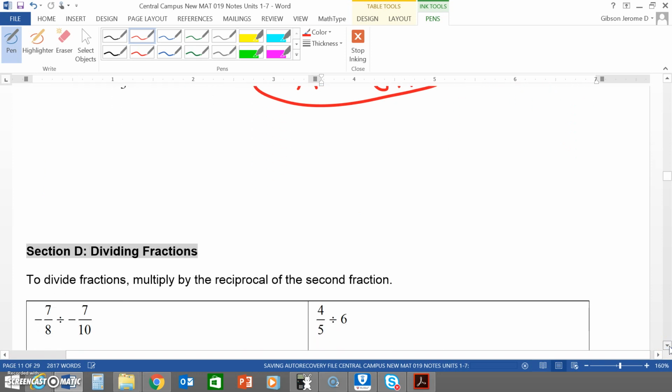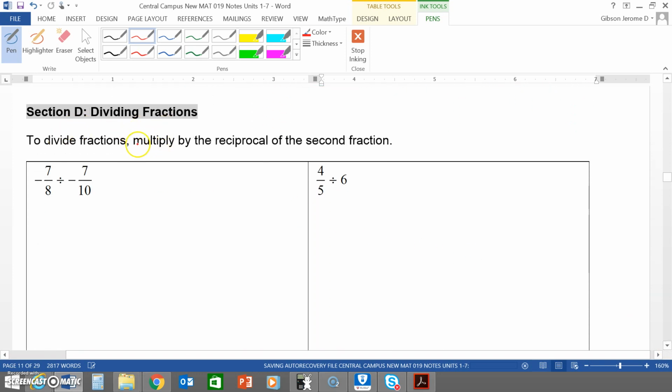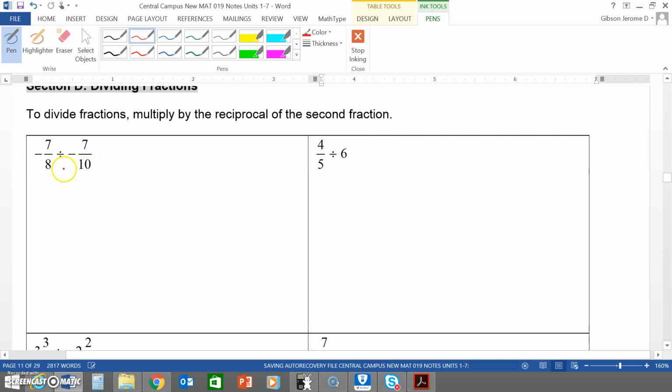Now, we move on to section D, dividing fractions. It says to divide fractions, multiply by the reciprocal of the second fraction. So now, first of all, let's take a look here. A negative divided by a negative is positive. So we know our final answer is going to be positive. So what we would do when we're dividing fractions, the first fraction remains the same. I just didn't write the negative because we know our final answer is going to be positive. So the first fraction remains the same. Division becomes multiplication. And we would take the reciprocal or flip the second fraction.